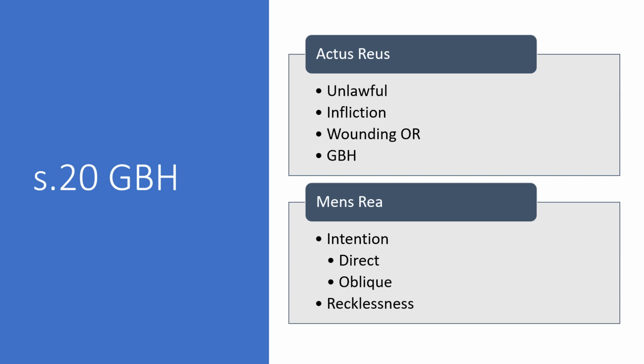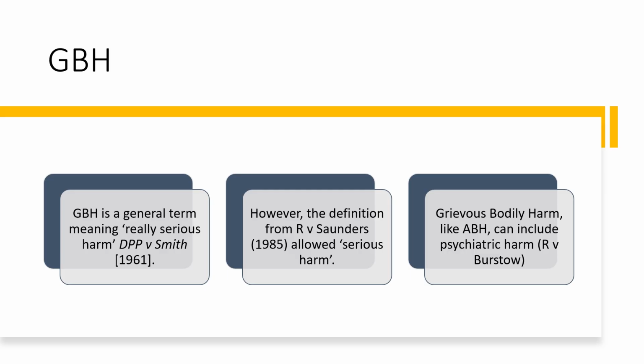Now, it might be easier to categorise an injury as GBH because all GBH is serious harm. So we start off with this concept of really serious harm from the case of Smith in 1961, but this definition has moved towards serious harm from the case of Saunders in 1985, and can, like ABH, include psychiatric harm. Like any physical harm, levels of psychiatric harm differ too, and can be more serious and therefore categorised as GBH.